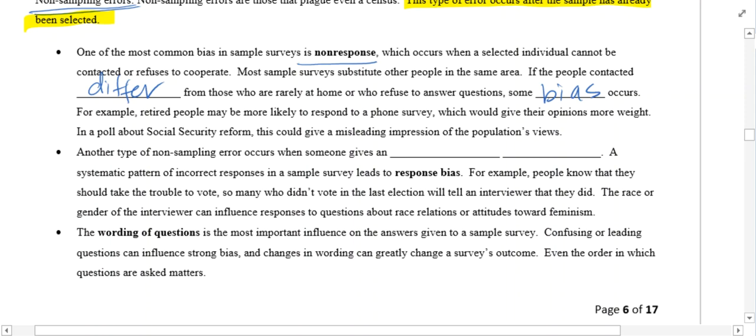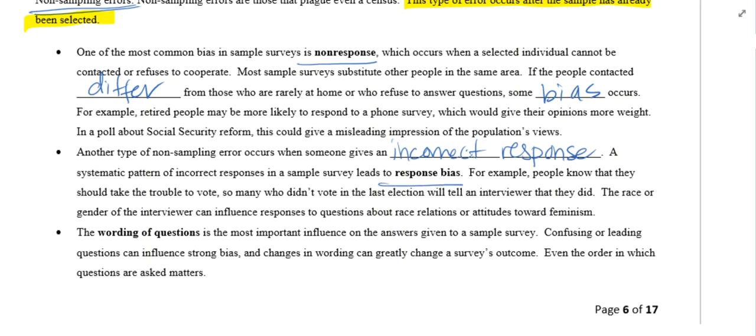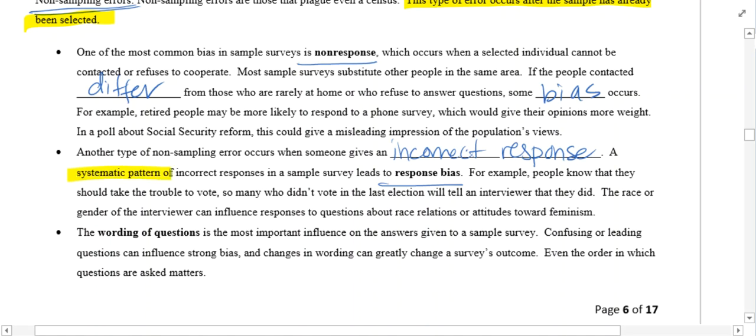Another type of non-sampling error occurs when someone gives an incorrect response. A systematic pattern of incorrect responses in a sample survey leads to a response bias. Okay, the key to this too is it's a systematic pattern. It's not just one person who lied. It's just a systematic pattern.